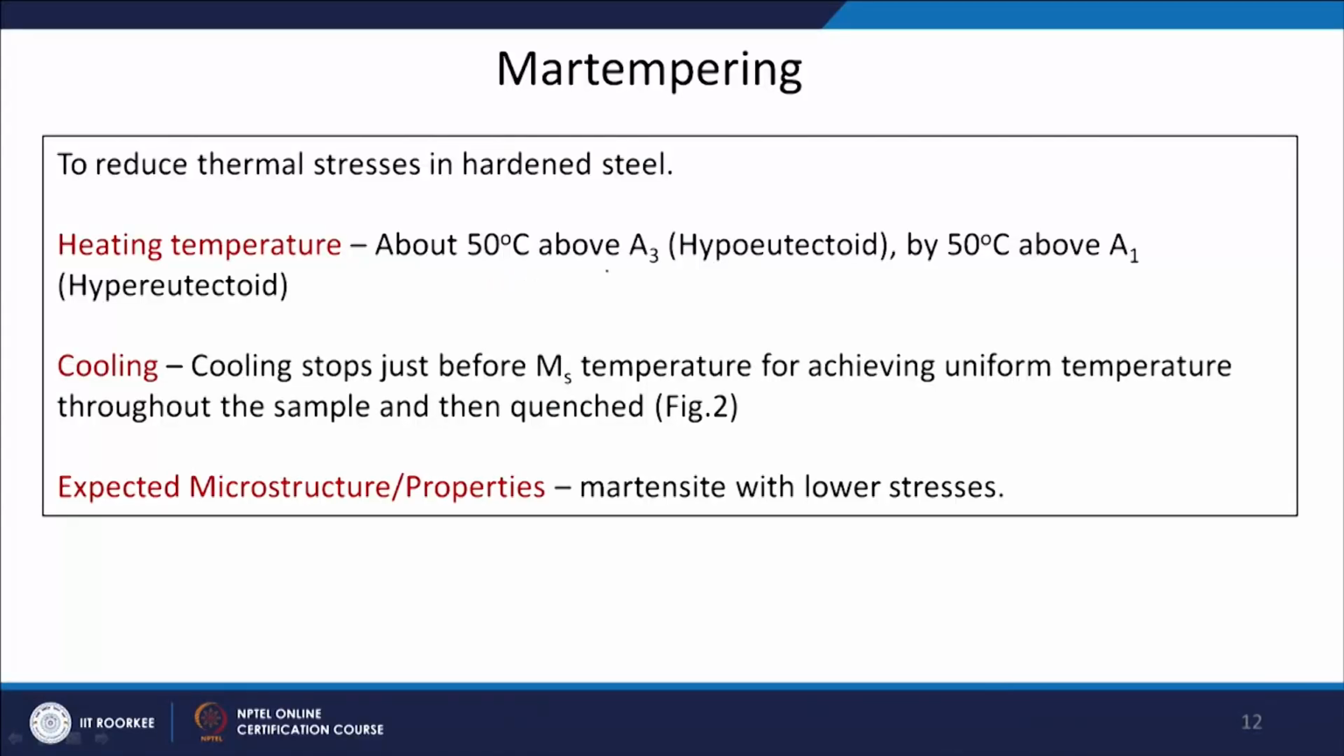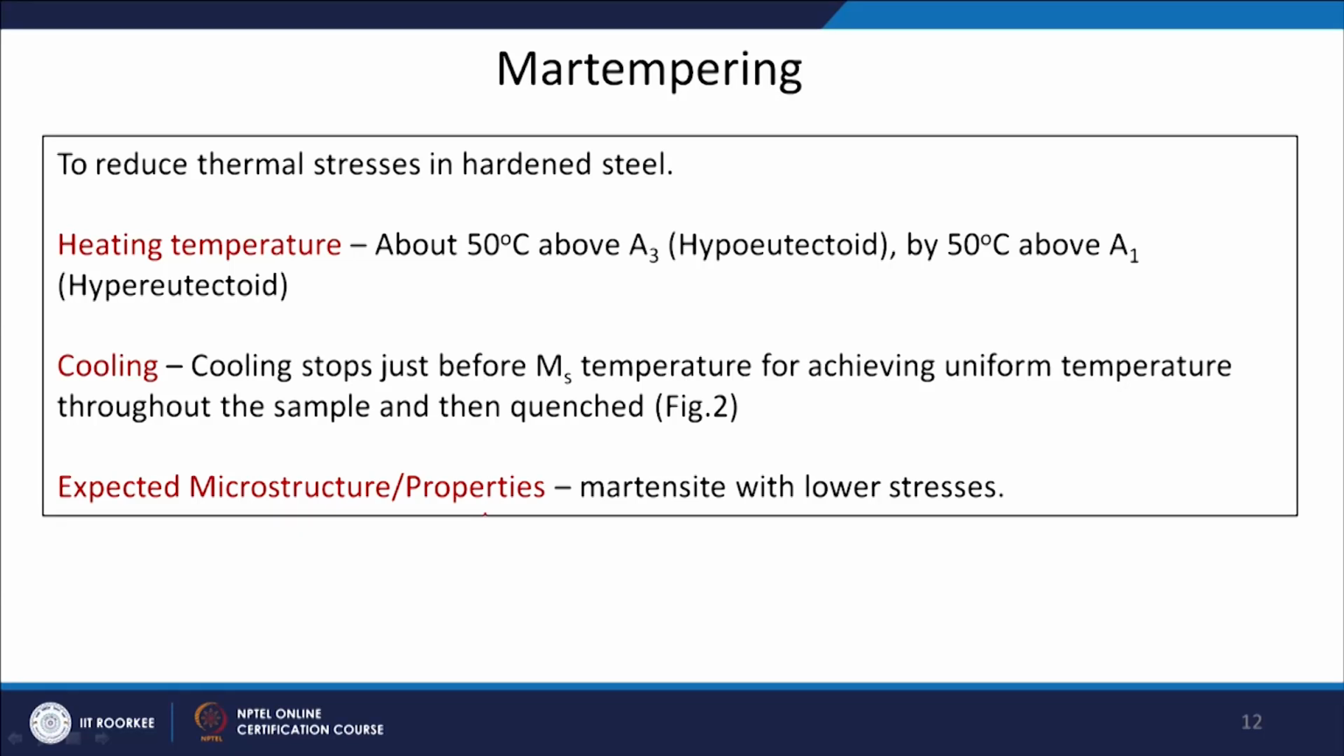So, heating temperature is about 50 degrees Celsius above A3 for hypoeutectoid and 50 degrees Celsius above A1 for hypereutectoid. Cooling stops just before the MS temperature. So you can have a very high cooling rate, but you stop at a certain temperature above MS temperature for achieving uniform temperature throughout the sample, and then it is quenched. Expected microstructure: martensite with lower stresses will be formed.